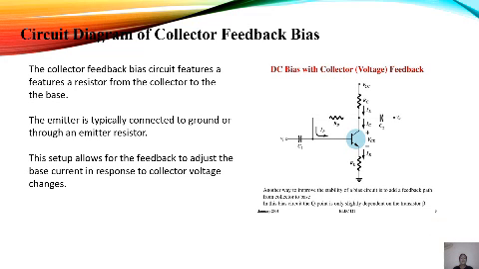Circuit diagram for collector feedback bias. The collector feedback bias circuit features a resistor from the collector to the base. The emitter is typically connected to the ground, sometimes through an emitter resistor. This setup allows the feedback to adjust the base current in response to collector voltage changes.